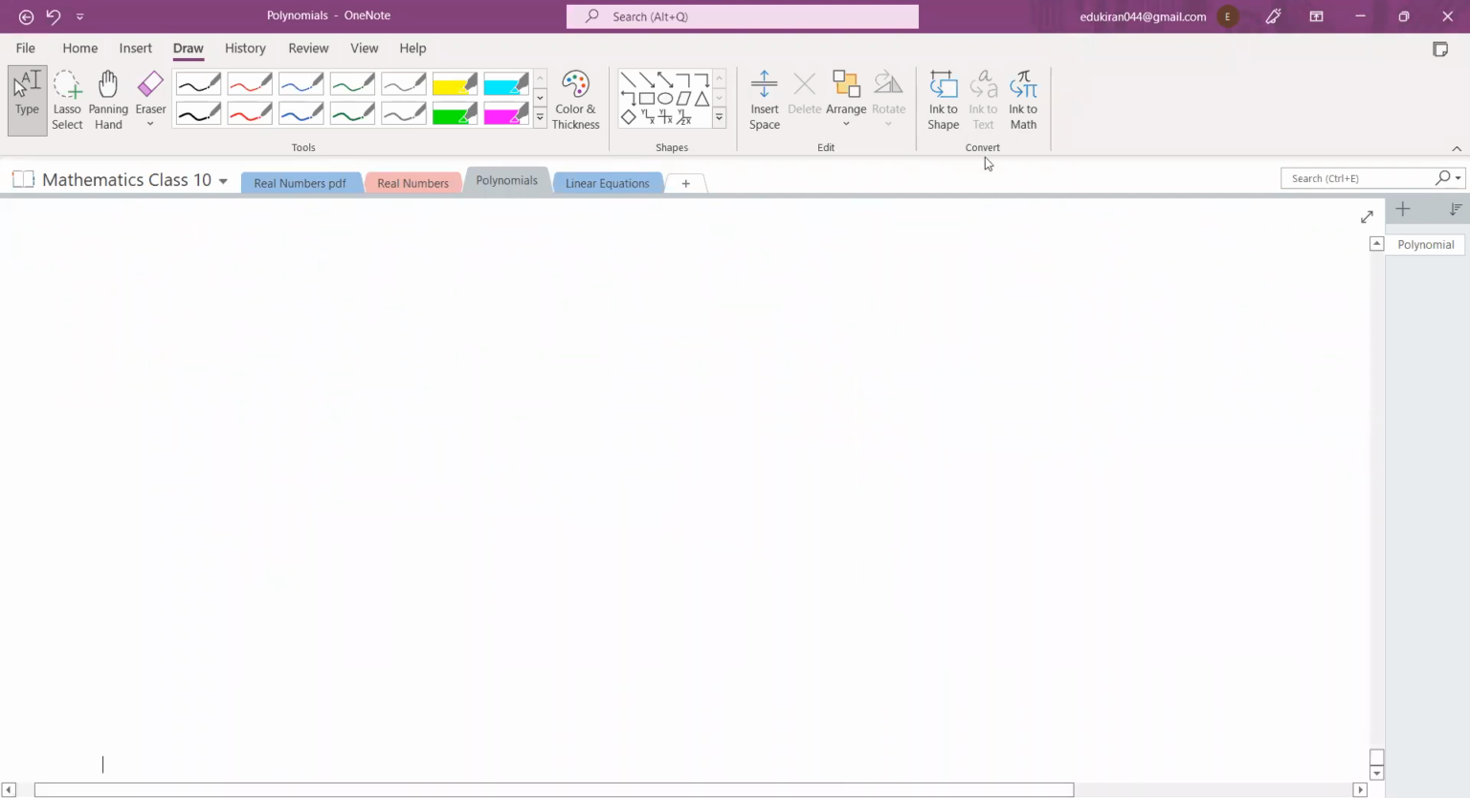Let's do the solution. Now the polynomial p(x) is how much? What was the polynomial? x square minus 4x plus 3. So note down the values of a, b, c quickly.